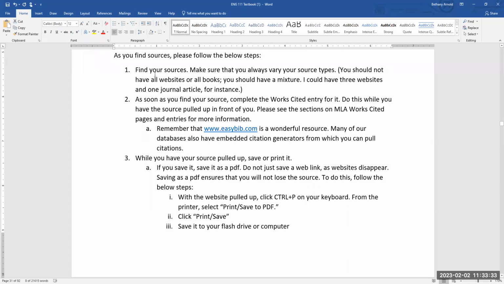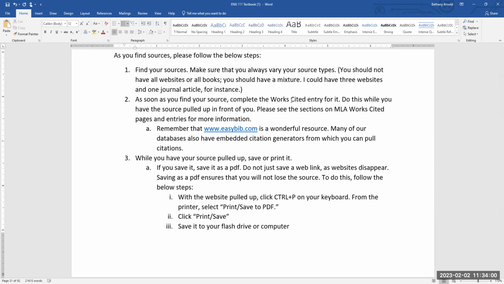So some notes here. You want to find your sources and make sure that you always vary your source types. So you shouldn't have all websites, all books. You want a mixture. I don't have a specific mixture in mind for this essay, and I'm going to show you this in another video. But as soon as you find a source you want to use, make a works cited entry for it. Do not write your whole essay, then put in in-text citations, then do a works cited.